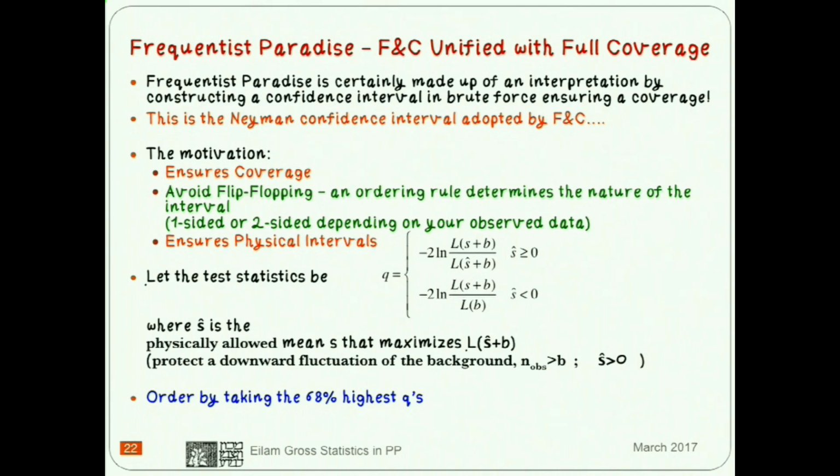So this is actually what Feldman and Cousins did. They introduced the flip-flop and they brought back to life, like we did with the Wald, the Neyman construction, but with a specific purpose: to let the data decide for us if we have a limit or a two-sided interval, and do it in a way which preserves, by construction, the coverage. So the test statistic they were using is actually the profile likelihood. They did not allow negative signals. So when S hat was less than 0, like our mu hat, you use the likelihood of S plus B over likelihood of B instead of likelihood of S hat plus B.